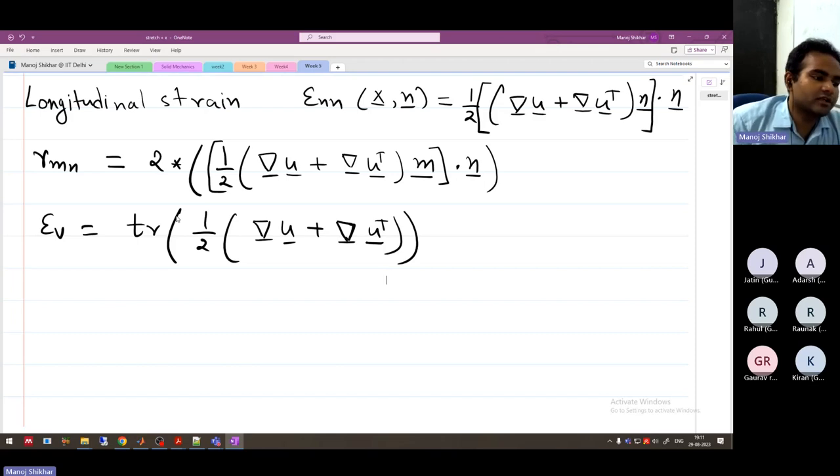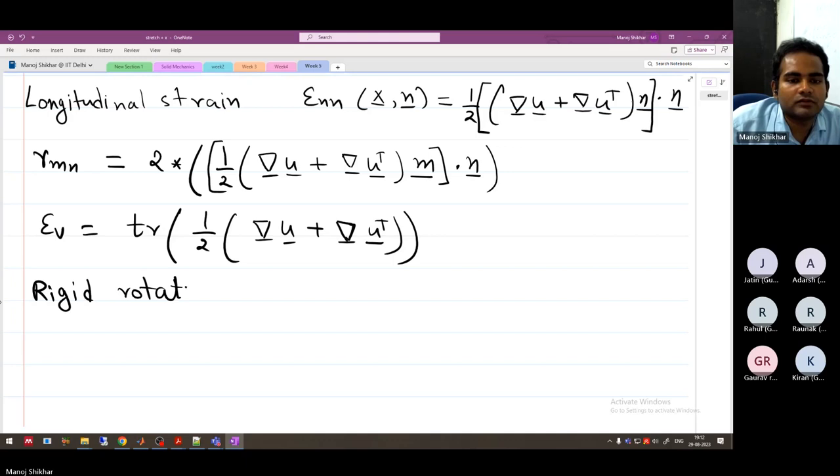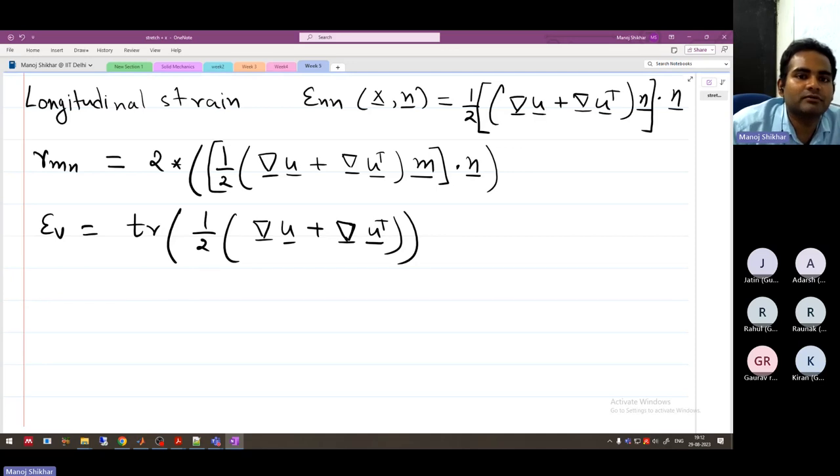Now another concept which was introduced was the rotation tensor. So sorry, the rotation, the rigid rotation of a body. Local rigid rotation, I should write, because by rigid rotation, you might consider that the whole body is getting rotated by the same amount.